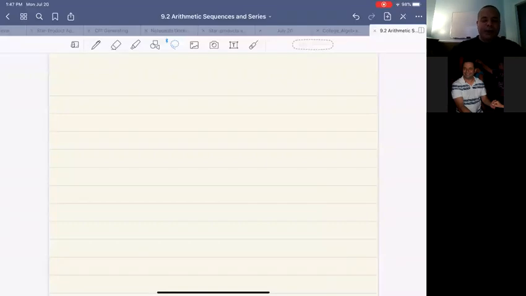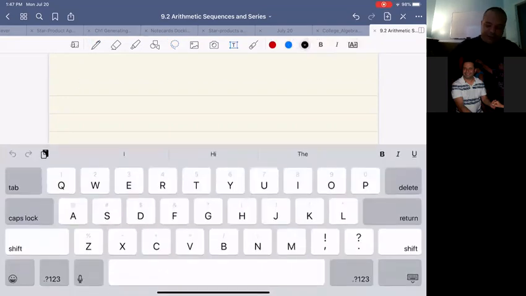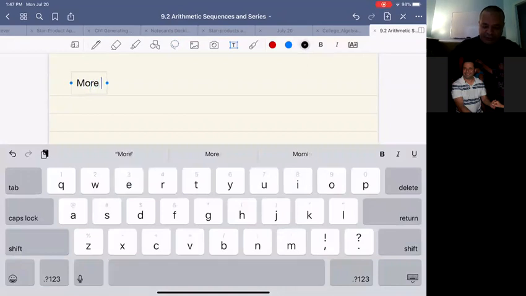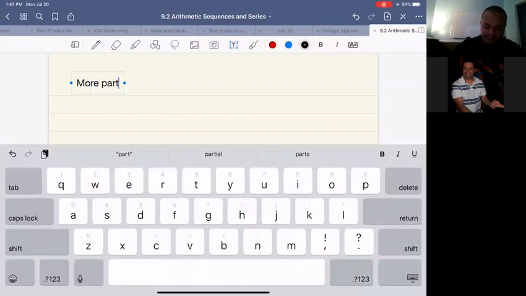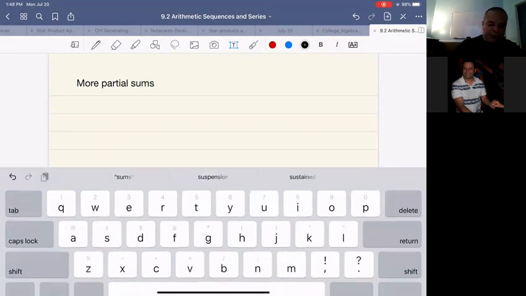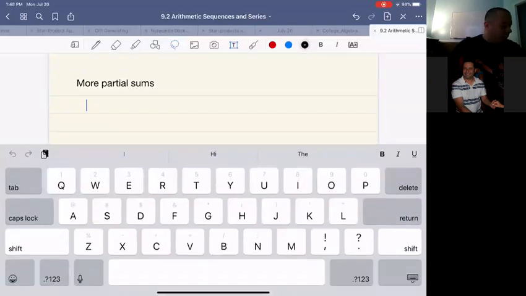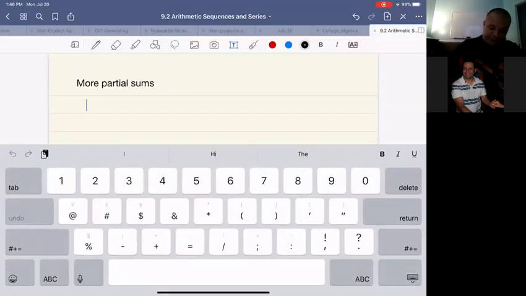All right, welcome back. We're going to do more summations, so more partial sums. Let's name this page. Okay, so more partial sums. So let's do example 52.